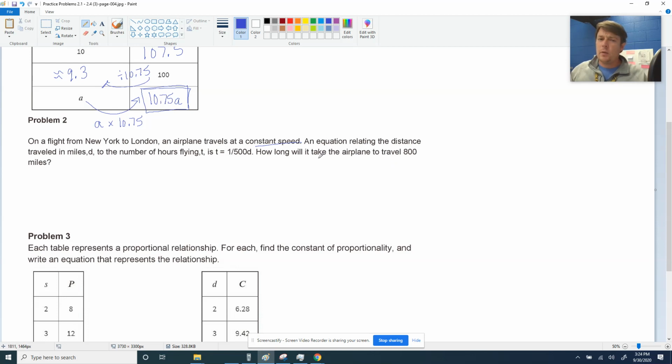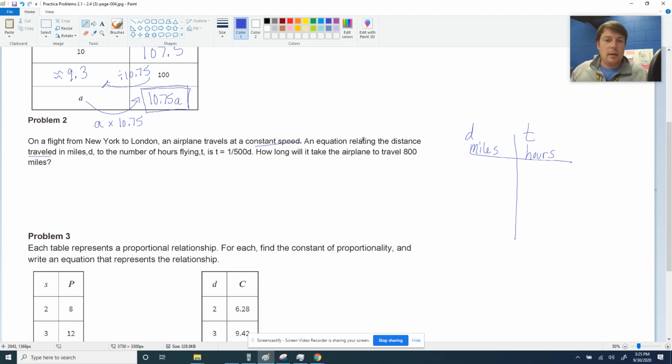So before I even write the equation, I'm going to go ahead and set up a table just to help get my mind wrapped around what's about to happen. And it tells me that in the equation relating the distance traveled in miles, D, to the number of hours flying, T, whenever they give you this stuff, traveled in miles, D, so D is going to be miles. And then T is going to be hours. I'm just going to go ahead and set this up. Okay, I got it set up over here.